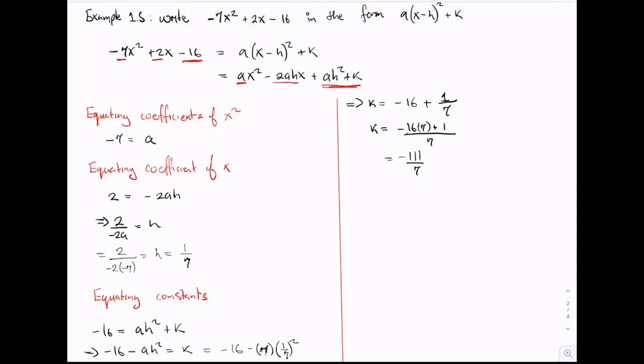Right, so now that I found k, I can write down the completed square form for the given expression. Therefore, negative 7x squared plus 2x minus 16 is actually equal to negative 7 open bracket x minus h. And here, our h is a negative. Well, our h is actually a positive. So this is x minus 1 over 7, close bracket, all squared, minus 111 over 7. So this completes our process of completing the square. Once we write down that expression, we are finished with the completed square process.